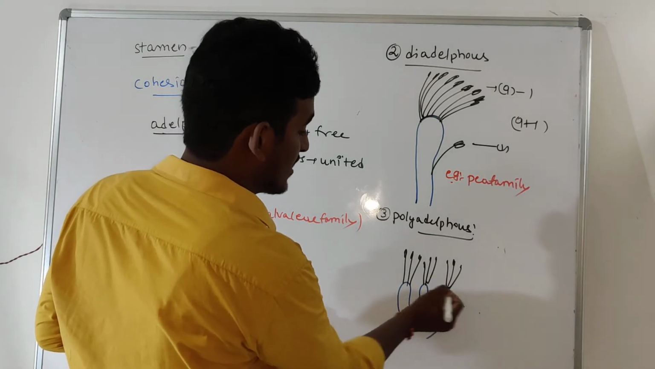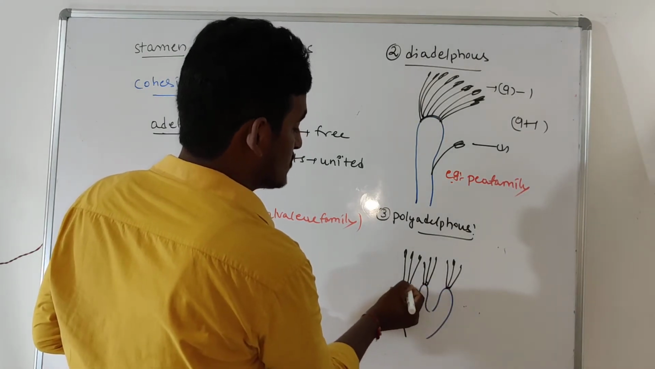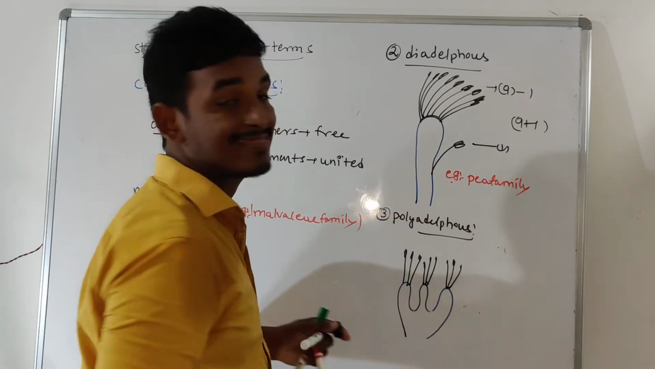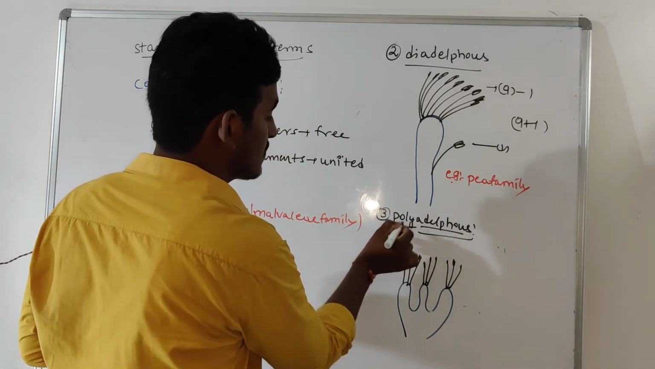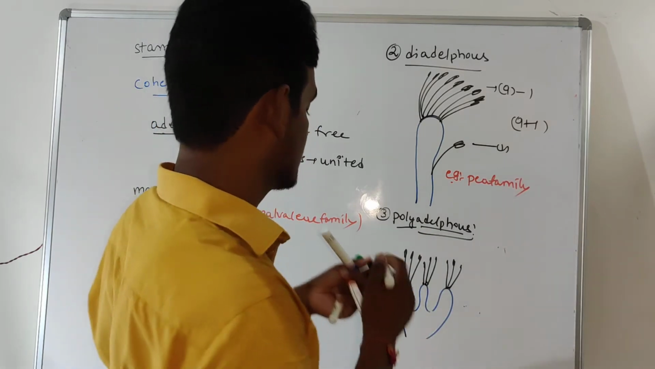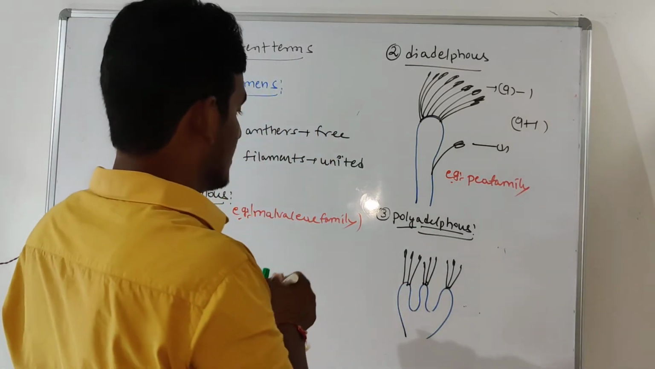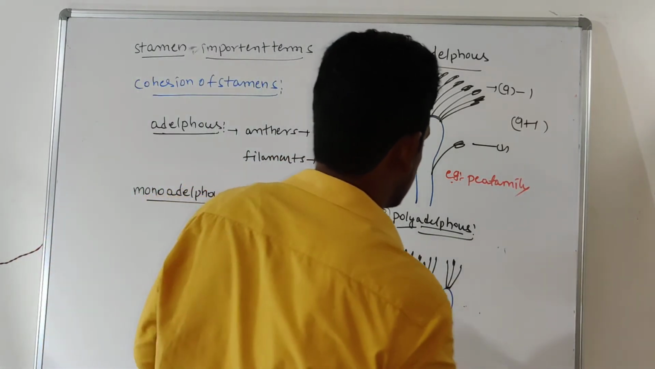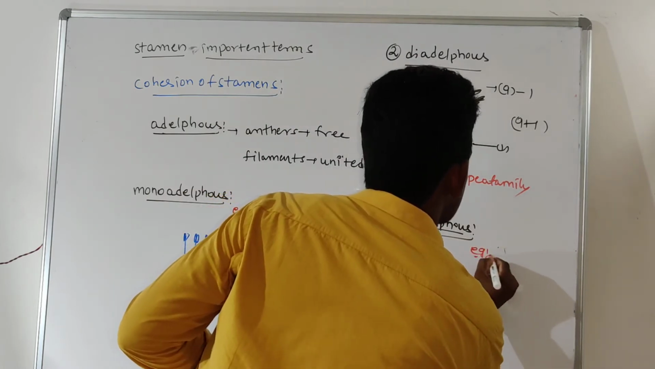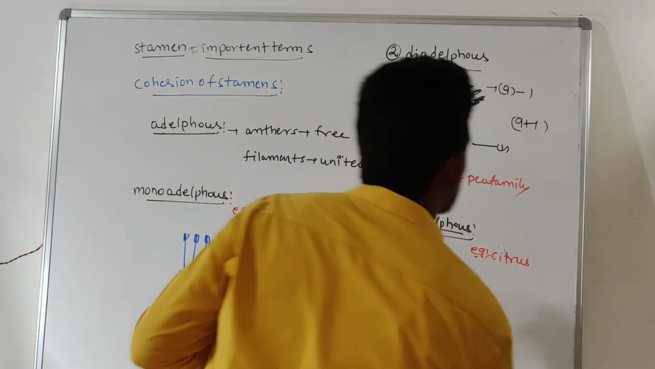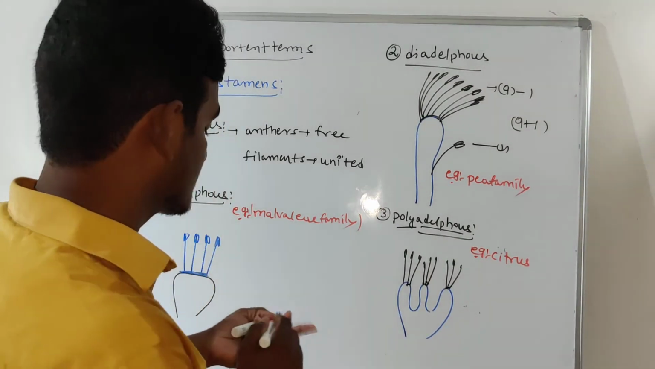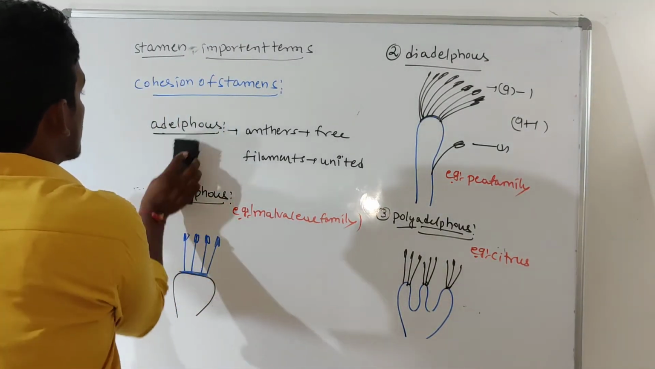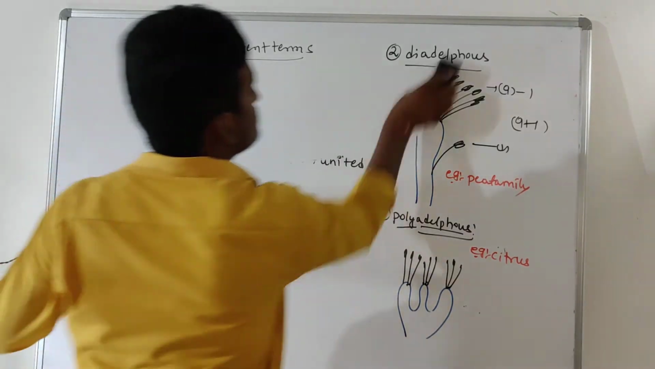So those are united at the filament position. They are free at the anther position. So that's why it is adelphous. More than 2 bundles, so that's why we call it polyadelphous. An example for this one is citrus. Right? So it is about the adelphous condition. So next we will discuss some of the other important terms.